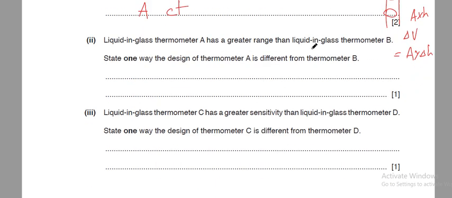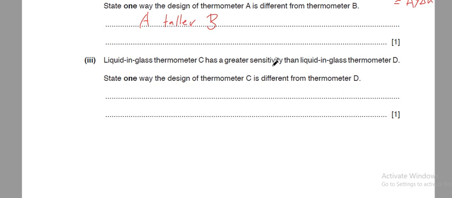Thermometer A has greater range than B. State one way the design of A is different from B. As A has greater range, we expect it to be taller than B. C has greater sensitivity than D. One way C is different from D is that the liquid of C has greater linear thermal expansion than D.